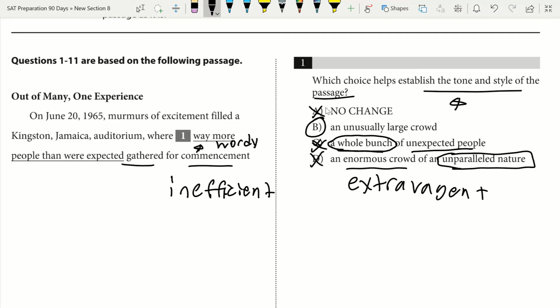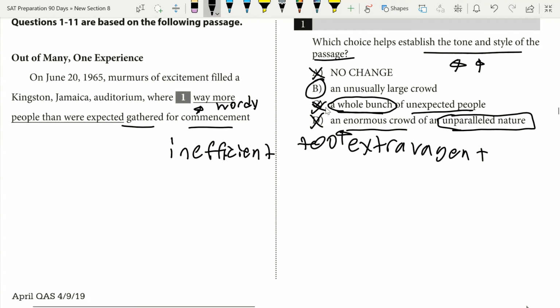Okay, the other thing too, well, I'm not going to get into that right now. But yeah, it's too extravagant, which is why D is incorrect. It's not maintaining an academic tone. It's way too out there, way too excited. All right, now we move on.